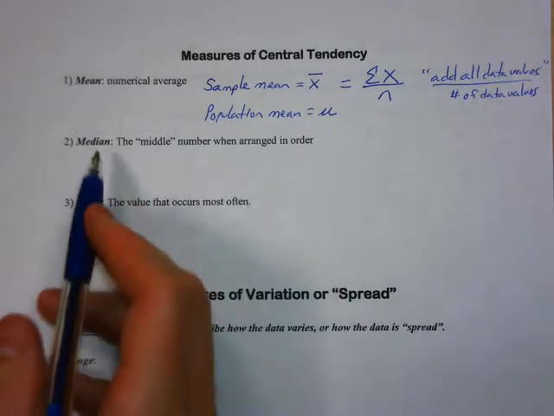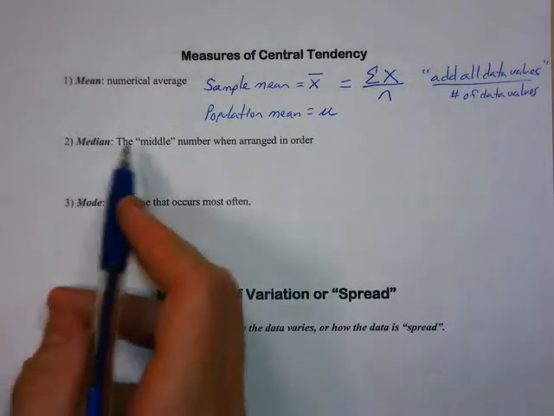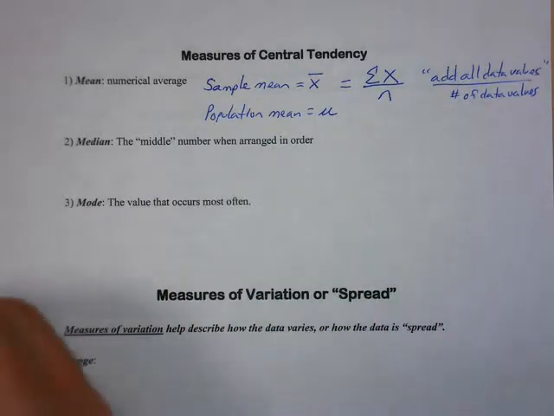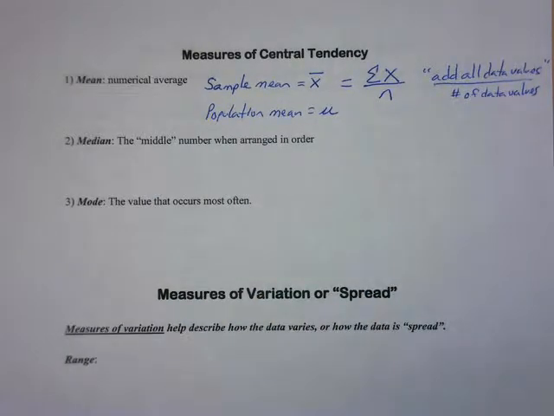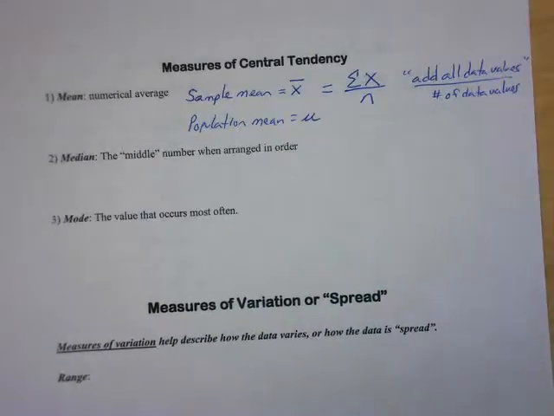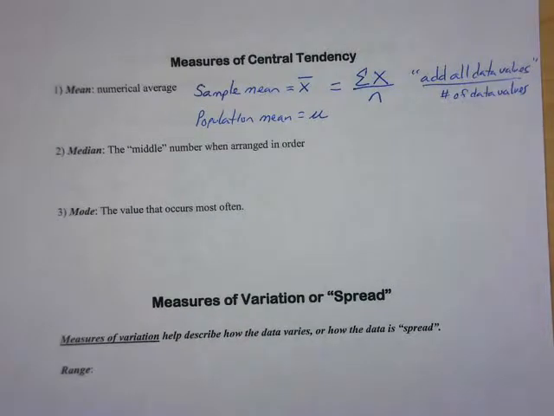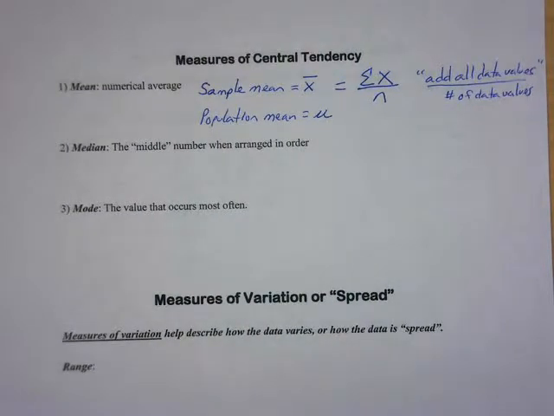Then another measure of central tendency is the median, which is the middle number when the numbers are arranged in order. We'll get to examples of how you find that. And then the mode is the value that occurs most often.